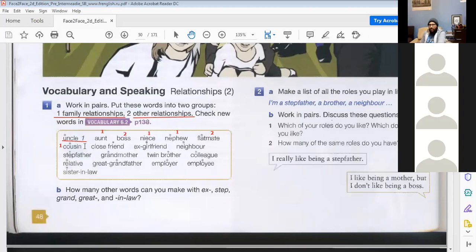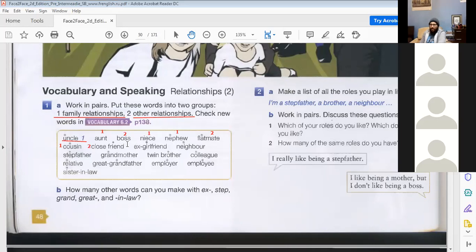Correct. Number 1. Close friend. 2. Close friend is actually 2 because a close friend is not really family. You can call them family if they're very close, but technically they're not, because they're not related to you by blood, right? So they're not family. But if it's just a friend, number 2.